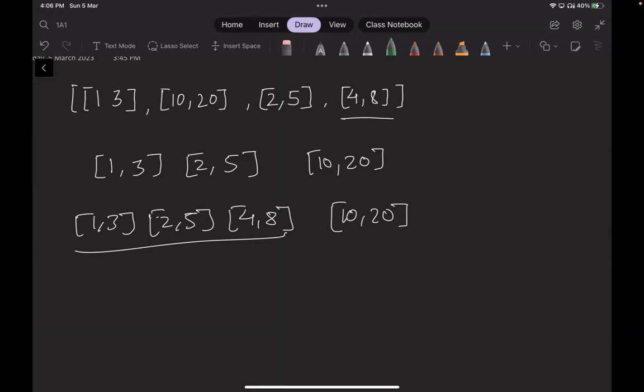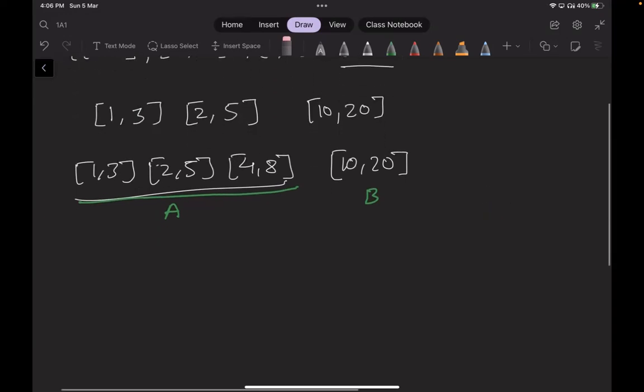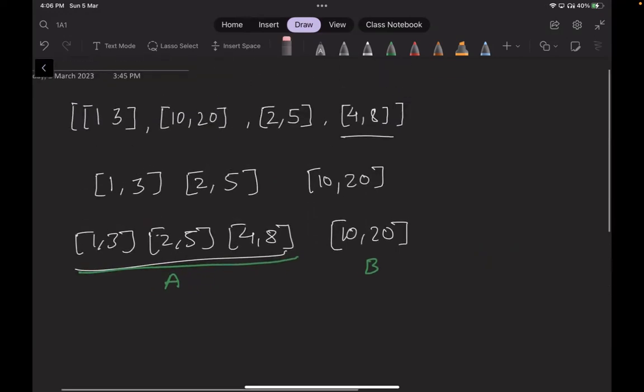So what I'll do is name these all three together as A. Why? Because wherever I have to place 2, 5 or 4, 8 or 1, 3, I'll have to place all of these together with it. And I'll name the other range as B. There could be a third group also, but for this sample input, we don't have any third group.